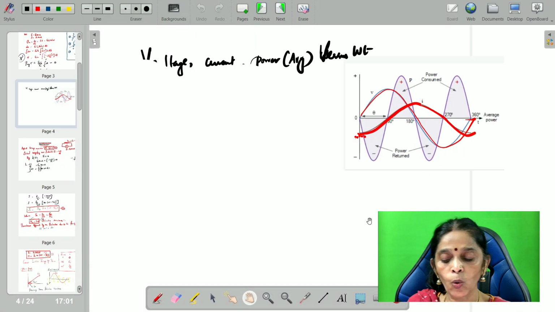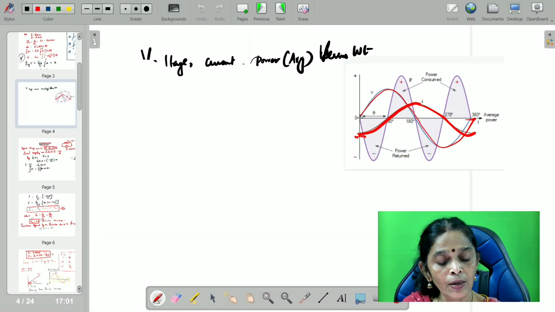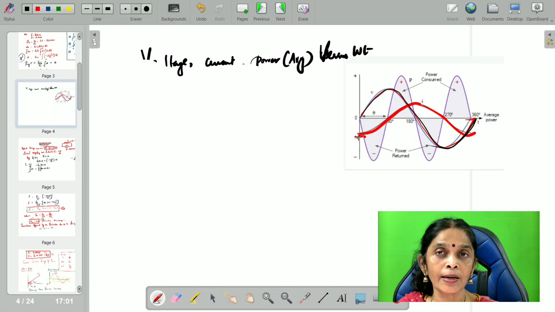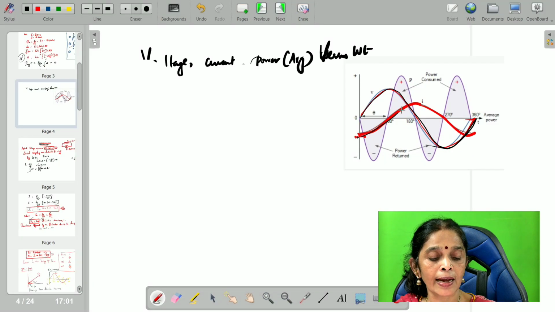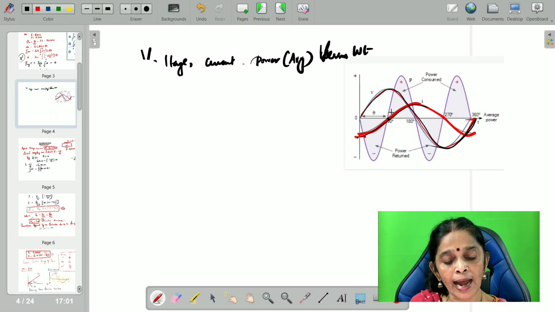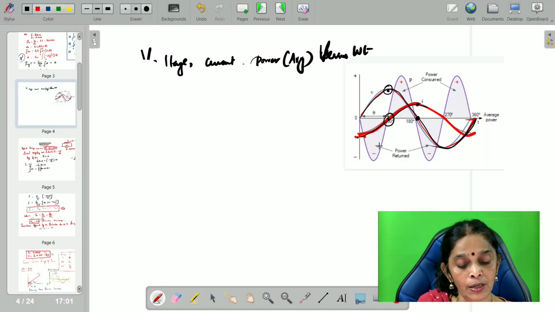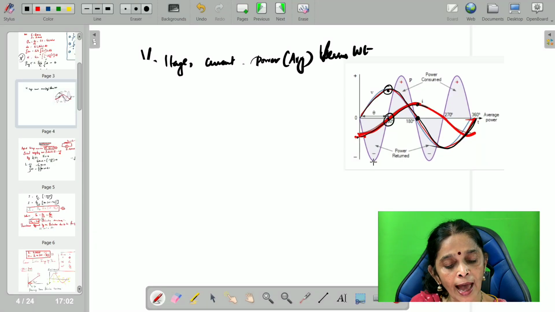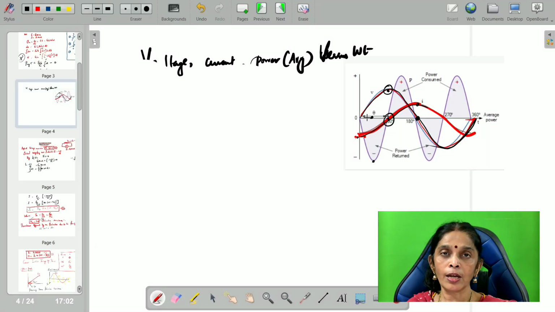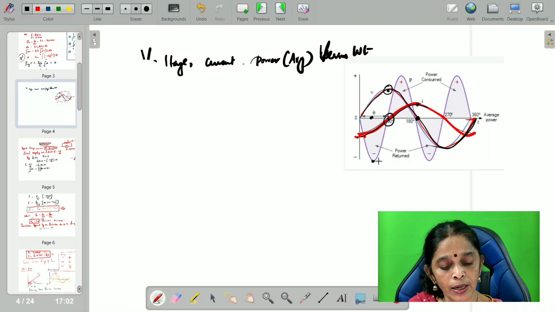Now can you check here? Voltage, current, power average versus omega t. Now this is voltage varying sinusoidally with respect to time. And what about the current? The current lags the voltage. Can you check here? At 90 degrees the voltage is maximum, whereas the current is minimum. Look here, at 180 degrees the voltage is 0, whereas the current is maximum. What about the power? When is the power maximum here? The power is maximum at 45 degrees.